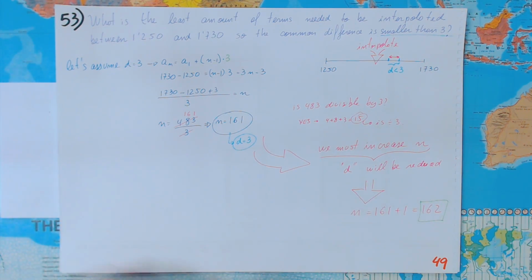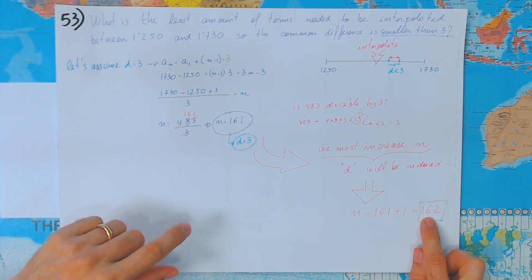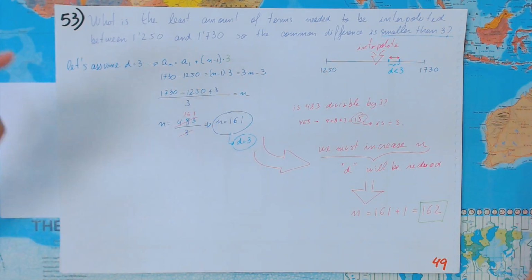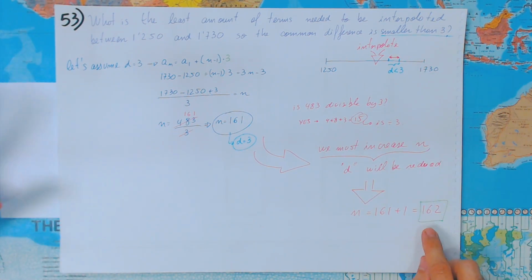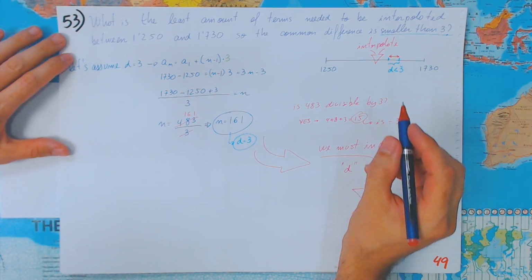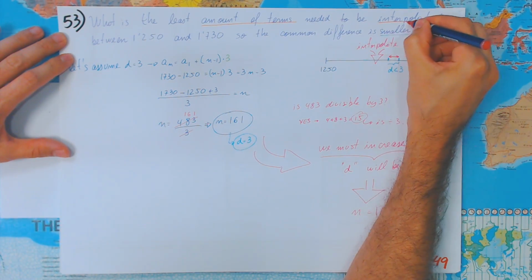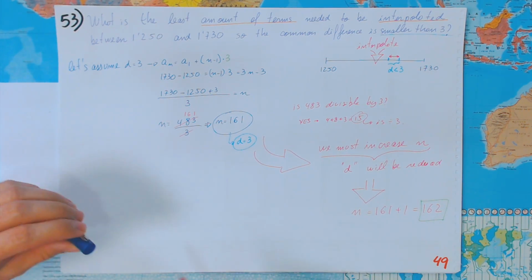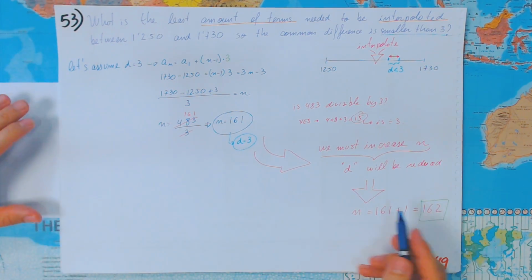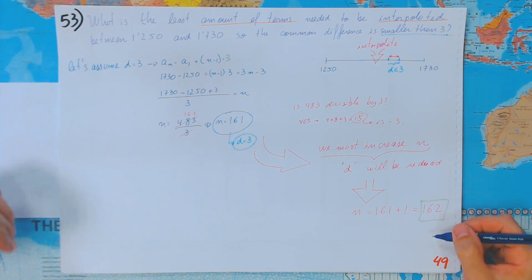No, it's not. 162 is not the answer. But then you say, of course it is. If we have 162 terms, we are going to have d smaller than 3. Yes, this is correct. But this is something students love to miss. What is being asked? Amount of terms interpolated. I'm not asking how many terms we have. I'm just asking how many terms must be interpolated. If we have 162 terms, it means that we're going to interpolate 160, right?